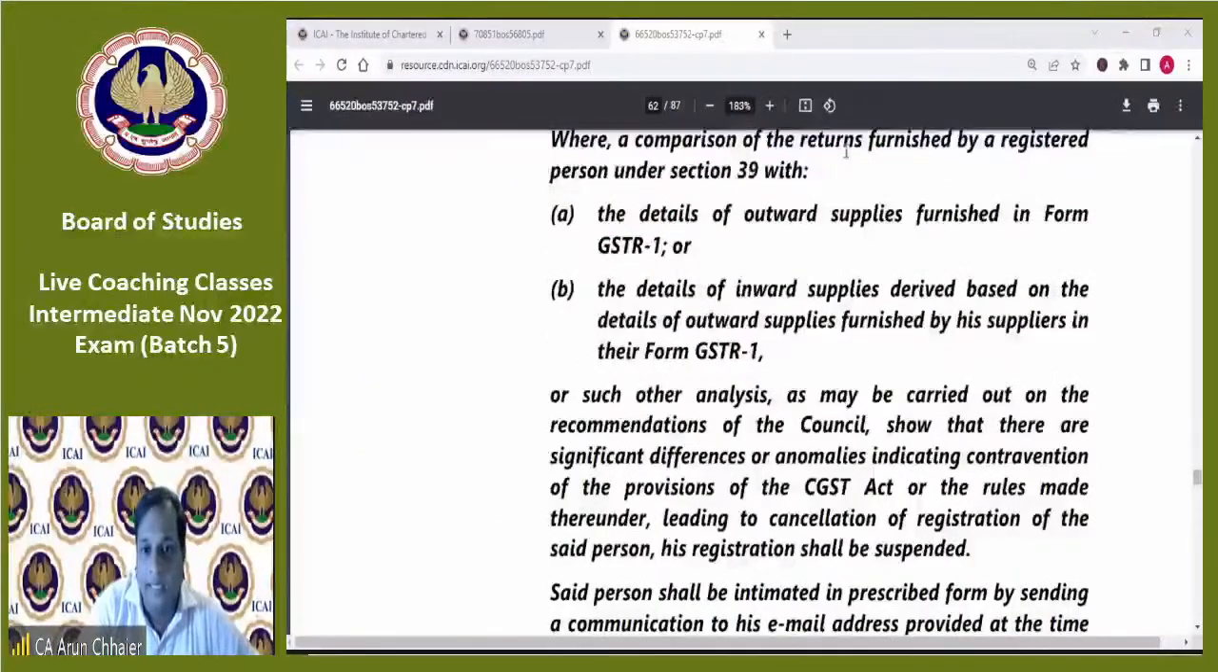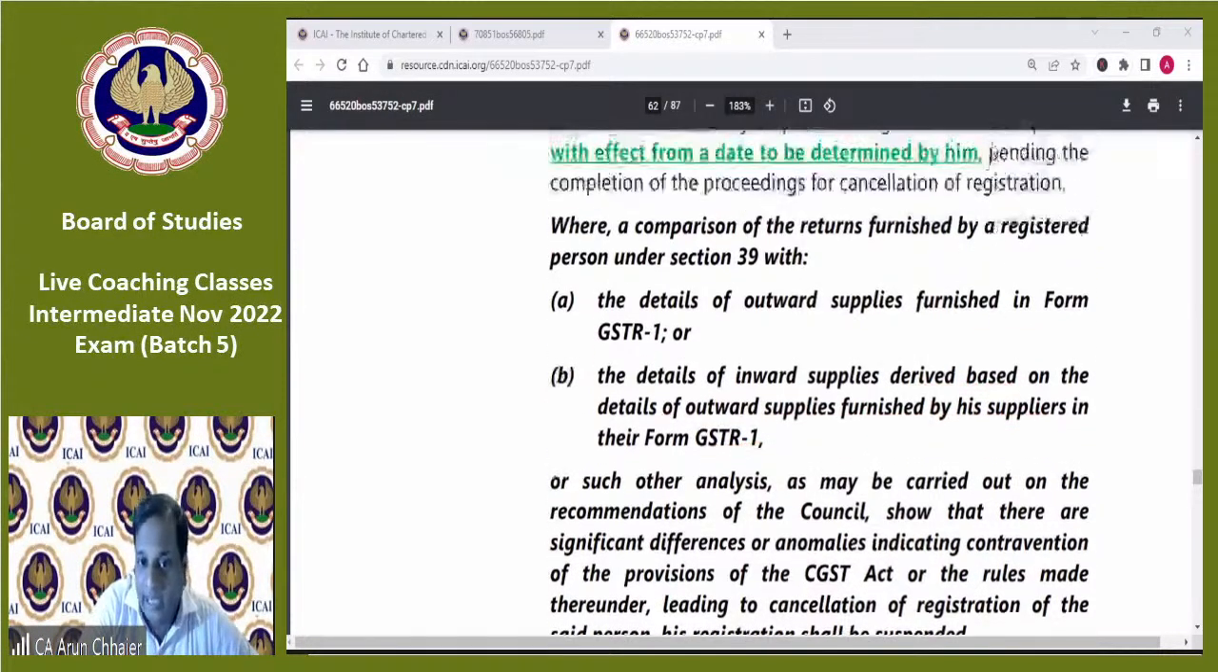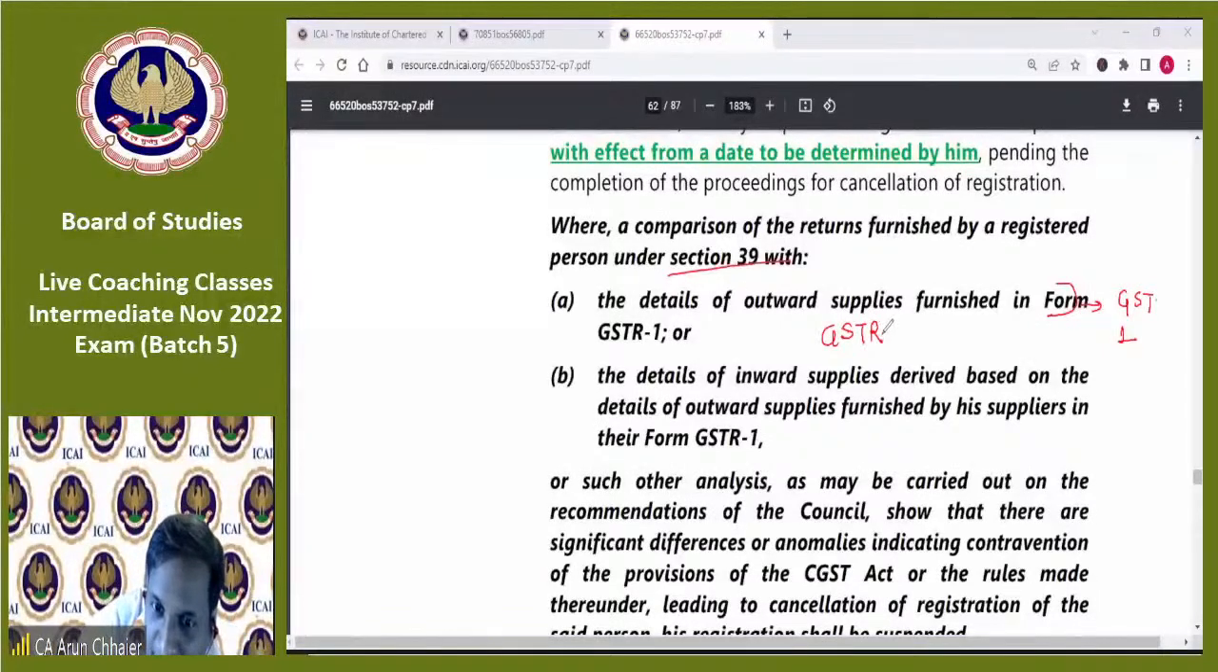The details of the outward supplies furnished in the GSTR 1 and details of the inward supplies derived based on the details of the outward supply furnished by his supplier in the GSTR 1. They are saying that where a comparison of the return furnished by the taxpayer under section 39. In this point, they are saying the GSTR 1 of Mr. A, and GSTR 3B of Mr. A.